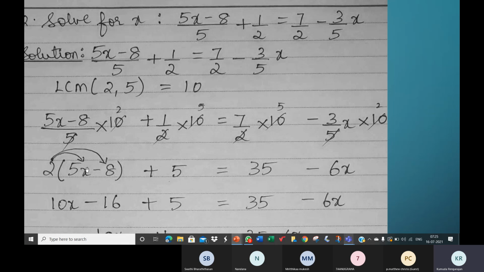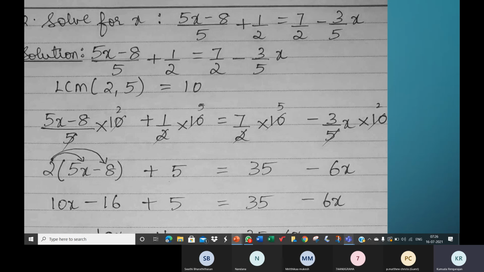We didn't even check if they're like or unlike, because multiplication can be performed with any terms. 2 into 5x, how did we multiply? 2 into 5 is 10, and this x as it is. Minus, because plus into minus is minus. And then 2 8s are 16. But while adding or subtracting, they have to be like terms. So 10x minus 16 is 10x minus 16. They cannot be simplified further.